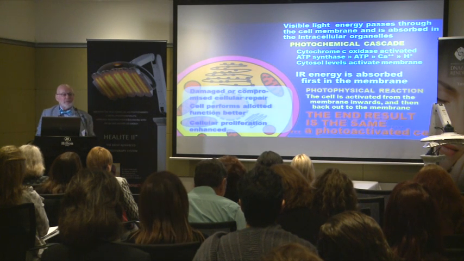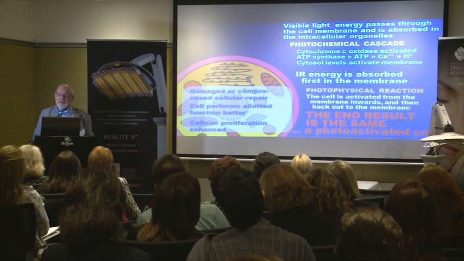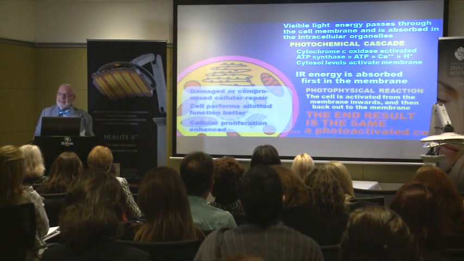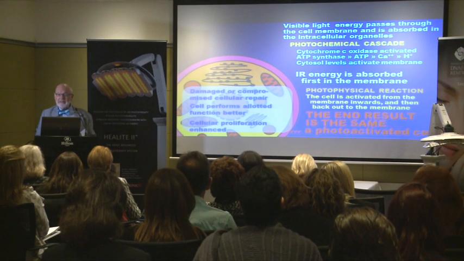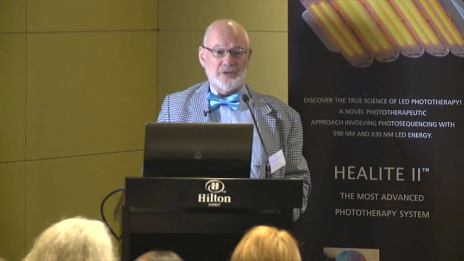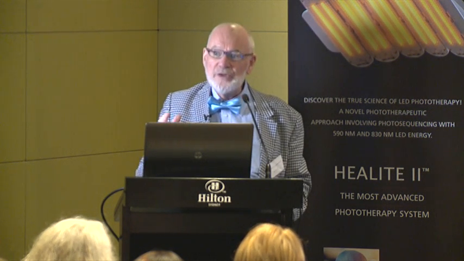And what happens with photoactivated cells? Well, if they're damaged or compromised, they will repair. They will either repair themselves or they will be repaired by their colleagues. If the cell has a job to do, for example, fibroblasts producing collagen, elastin, and proteoglycans, they will do that job better. And if there are not enough cells to do the job, they will proliferate to do the job.